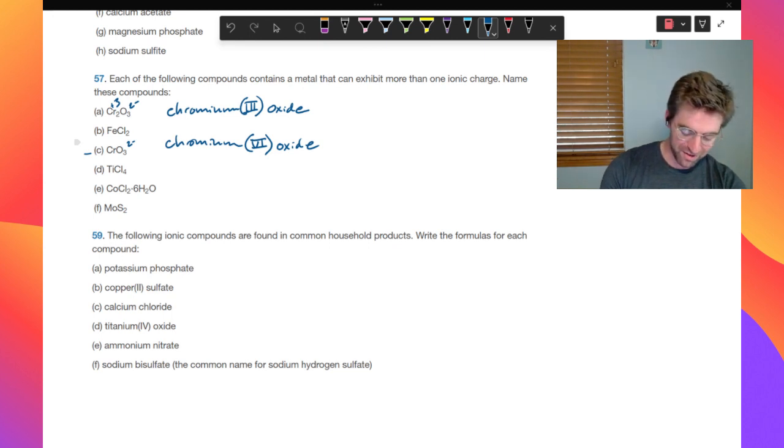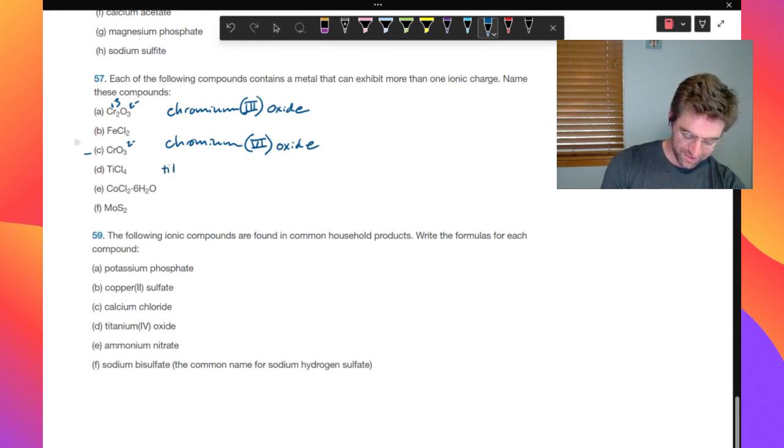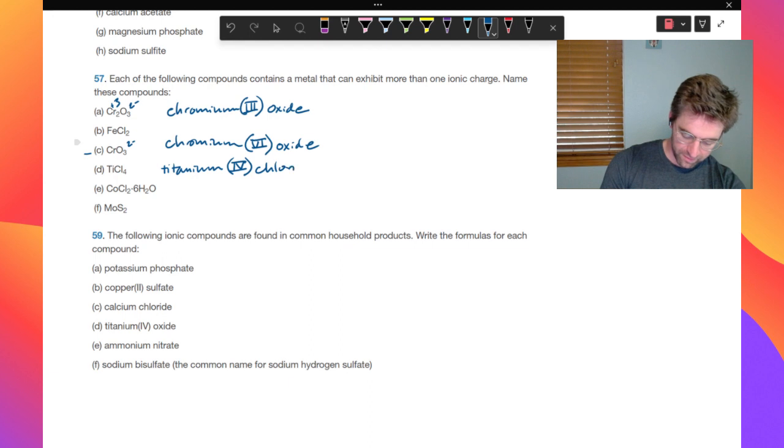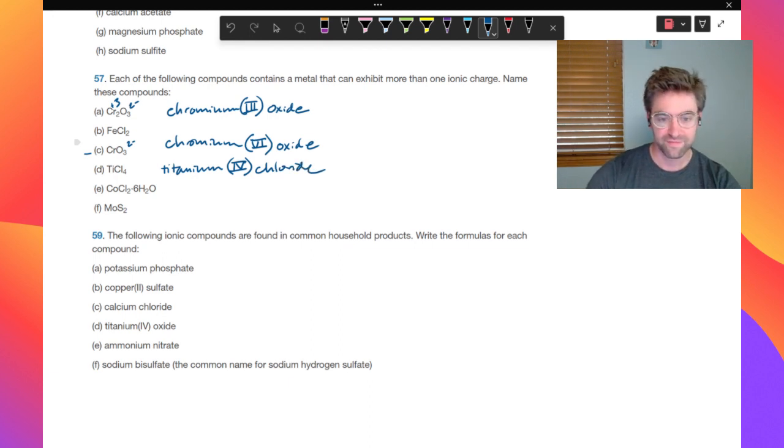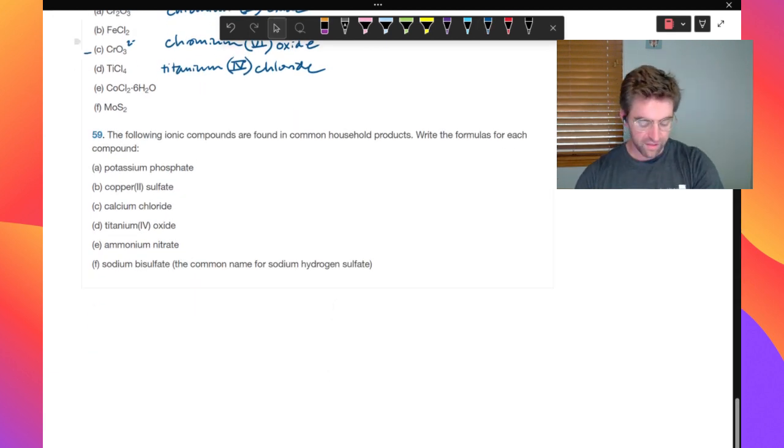Titanium chloride's another easy one that we should just do. Chlorine has a -1 charge. There's 4 of them, so it must be titanium 4 chloride. Yeah, cool.